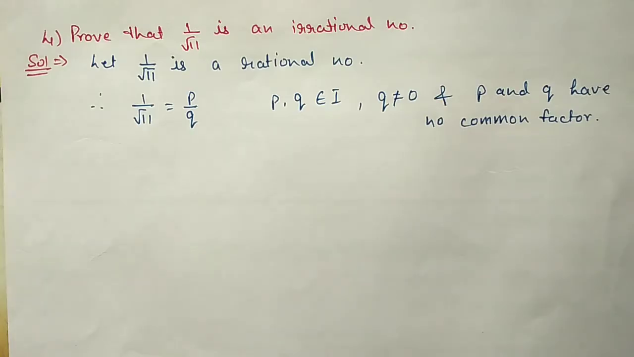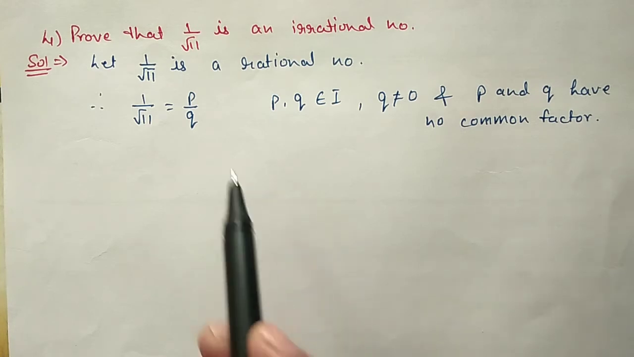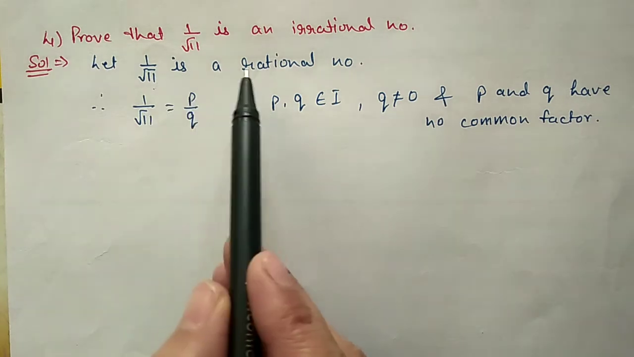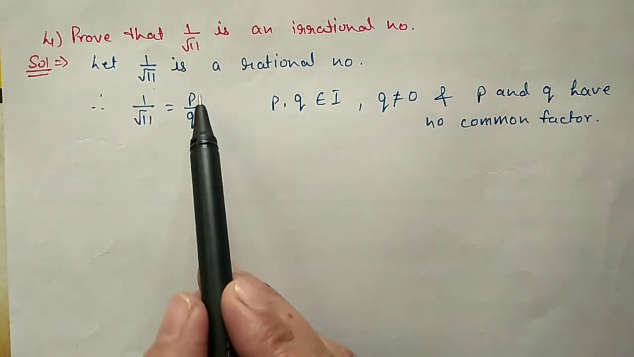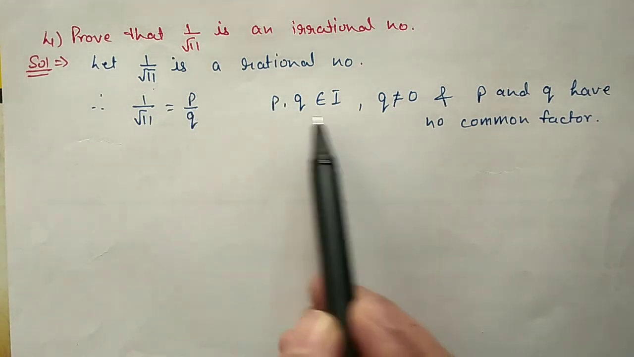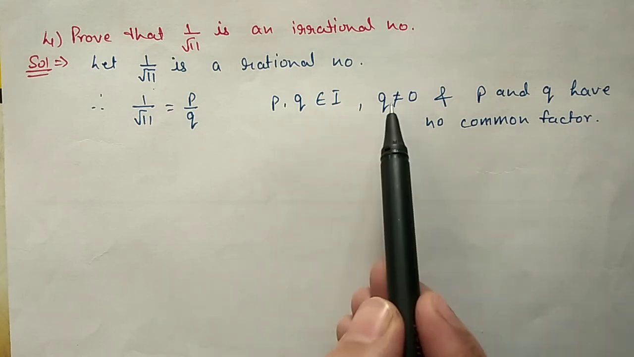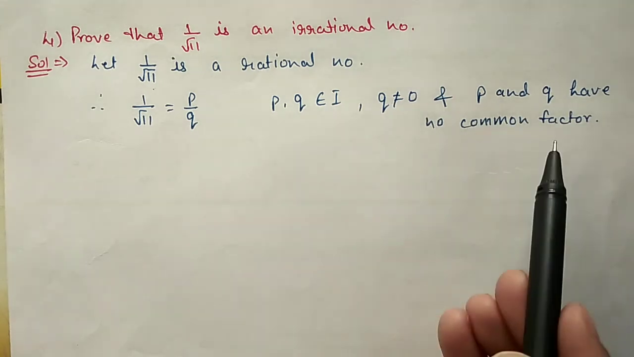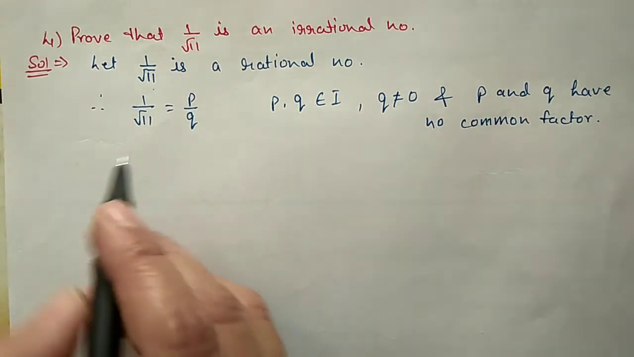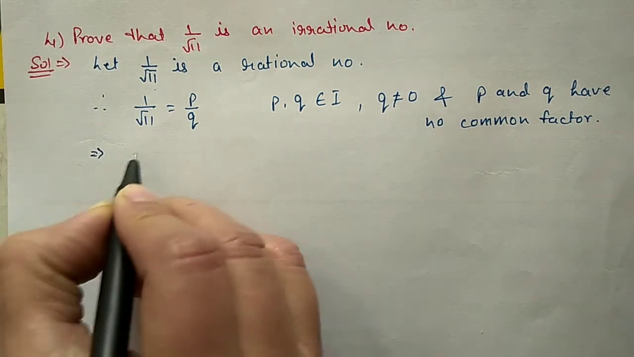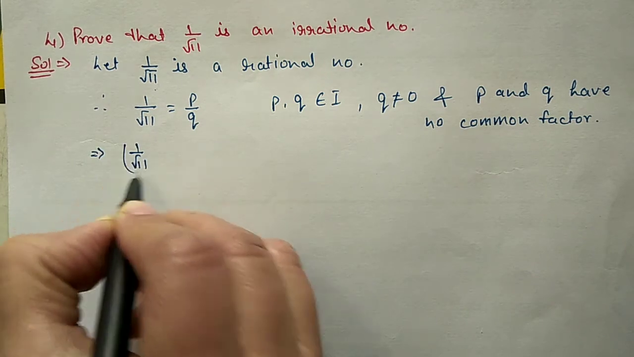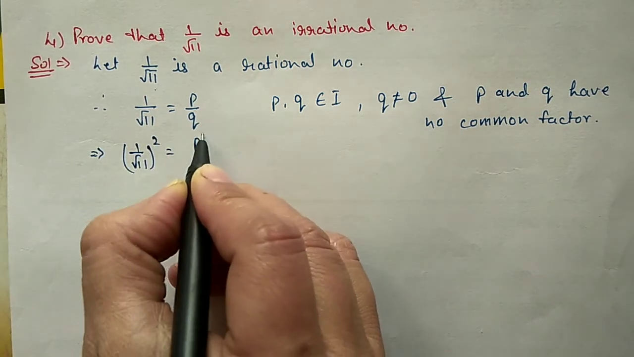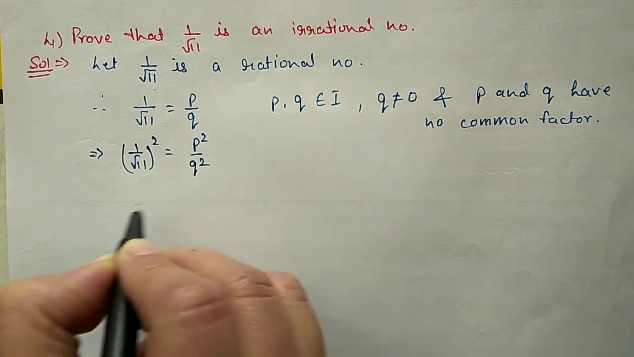Next, question number 4. Prove that 1 by root 11 is an irrational number. So first we will assume that 1 by root 11 is a rational number. It means we can represent it as p by q. P and q are integers and q should not be equal to 0, and p and q have no common factor. Now second step, we will do the squaring on both sides. We will get 1 by root 11 whole square equal to p square by q square.